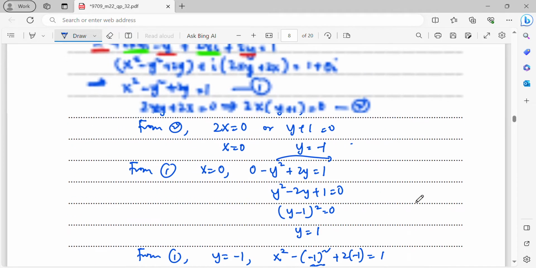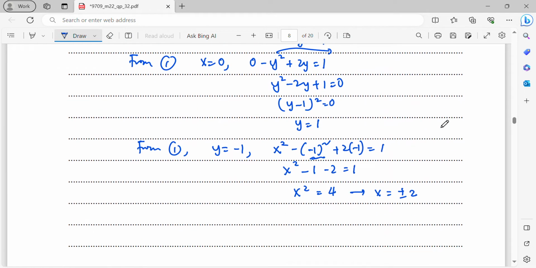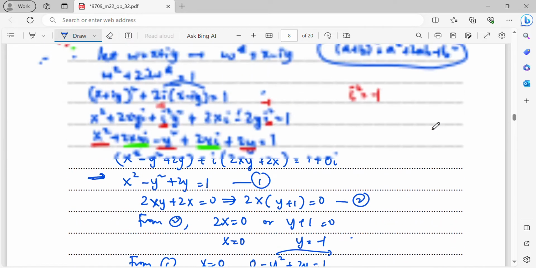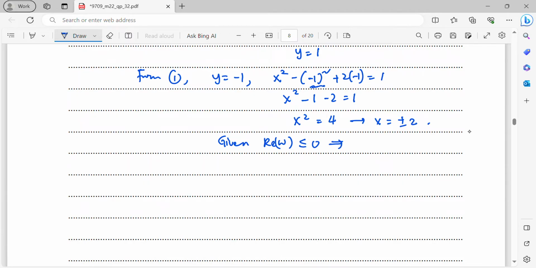Okay, now let's check the condition just now. Given the real part, real part is basically the x. Real part of w is x. x must be less than or equal to 0. So now, this one no problem because it's exactly 0. But then here, x equals to plus minus 2. Right? Means that we cannot accept the positive 2. So given real w less than or equal to 0, that means the x must be negative 2.